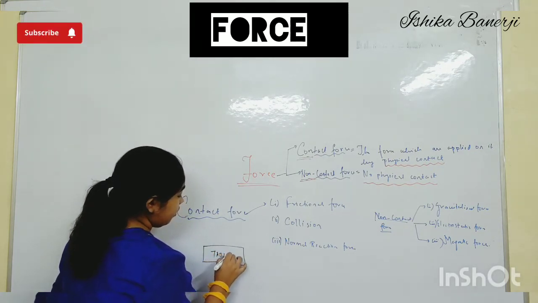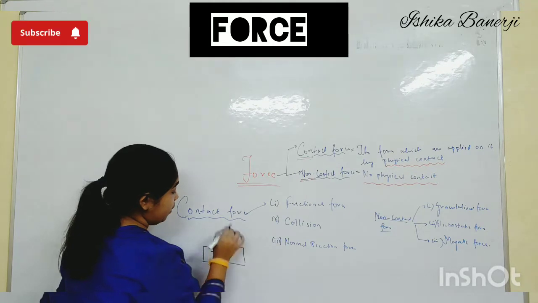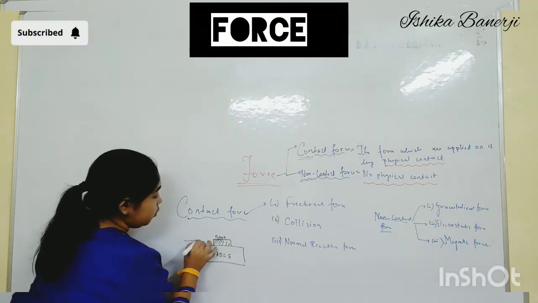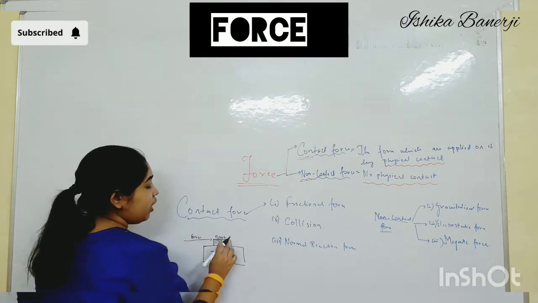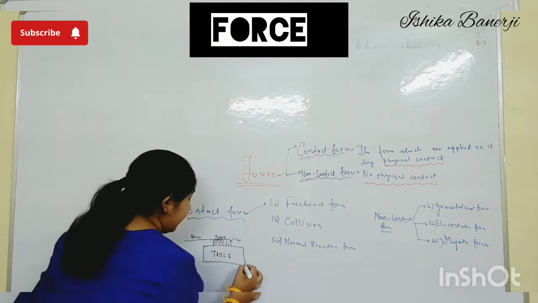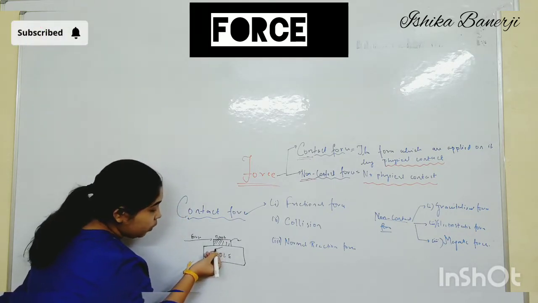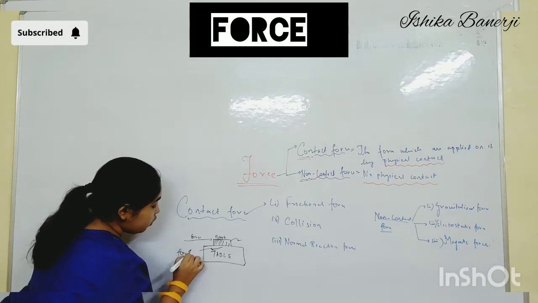Okay, and this is your book. Suppose you are applying a force in this direction because you want this book to move in this direction. You will see that the table will also give an opposite force. What is this called? This is called force of friction.